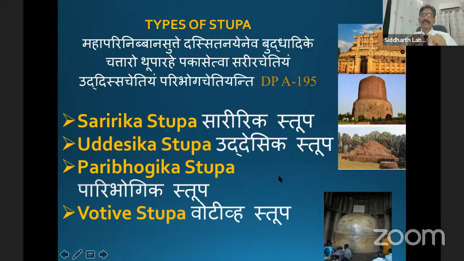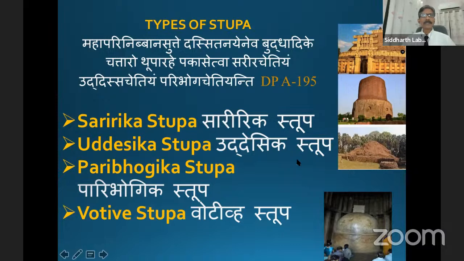So that is referring to the Mahaparinibbana Sutta. In Mahaparinibbana Sutta, Buddha has explained this. Chattaro Tuparahe. So what does Chattaro Suparahe mean? Buddha is telling about the 4 types of the stupa. That is, number 1 is the Saririka stupa, Uddesika stupa, then Paribhogika stupa, and Votiva stupa. So you must have understood by the name only.